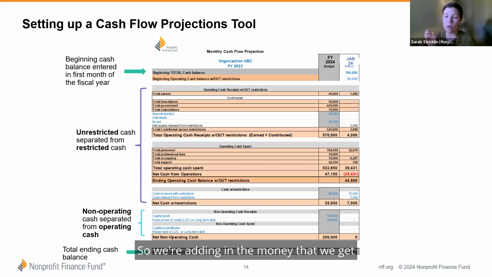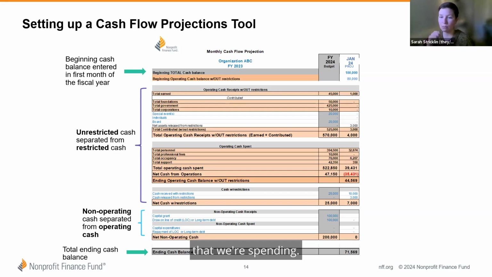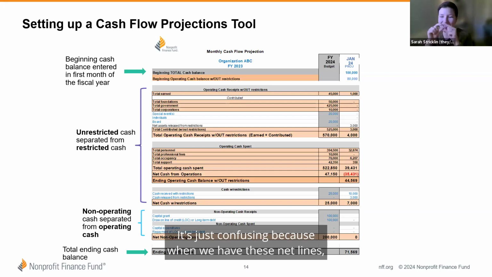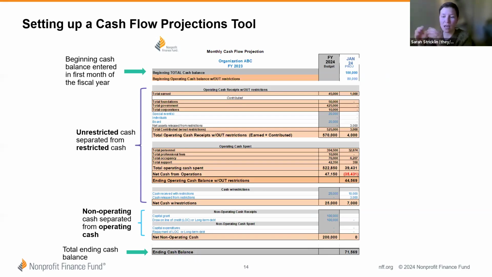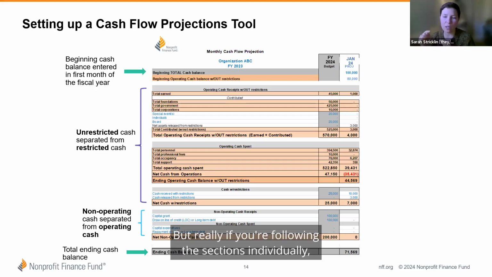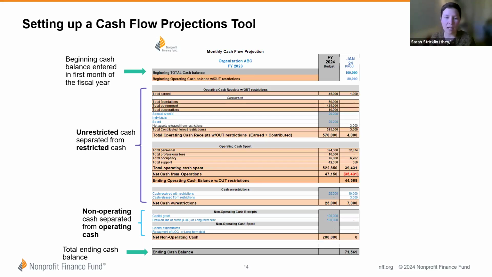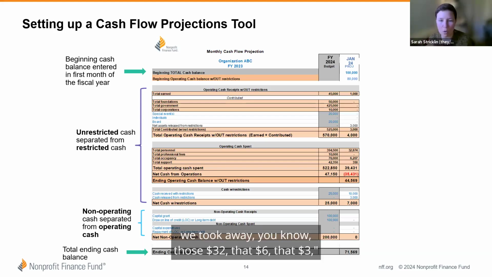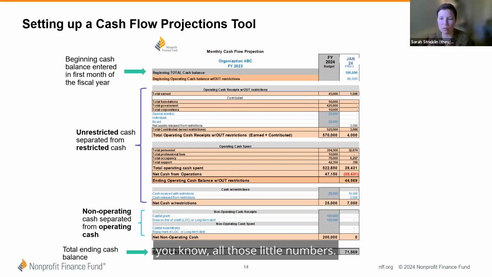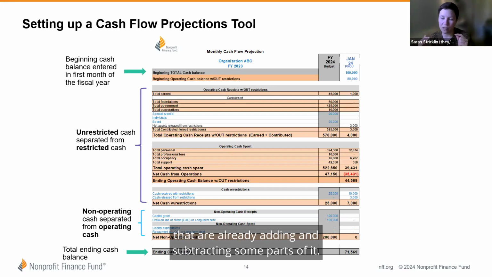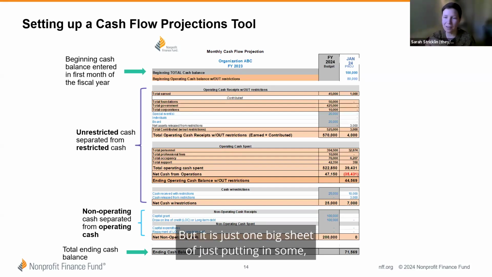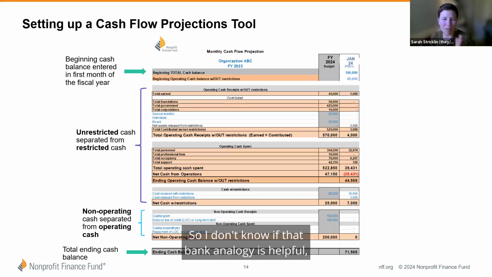That's the same concept here. We're adding in the money that we get, and then subtracting out the money that we're spending. It's just confusing because when we have these net lines, it's like doing the pre-work. We're adding and subtracting in the sections and then totaling it all together at the end. If you follow the sections individually, we started with 1,000, we added 1,000, we added 3,000, we took away those 32, and so on. You add, then subtract, then add some more, and then you get the total at the end. It's just weird to look at with these subtotals that are already adding and subtracting some parts, but it is just one big sheet of putting in some, taking out some. I don't know if that bank analogy is helpful, but it looks way more complicated than it is.